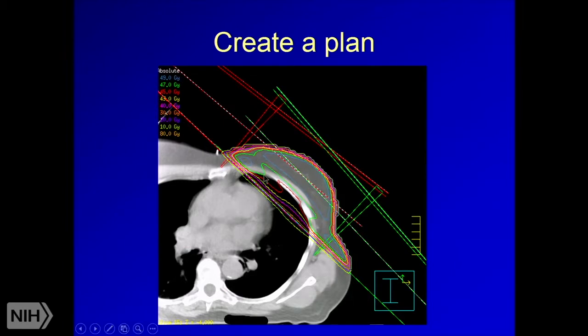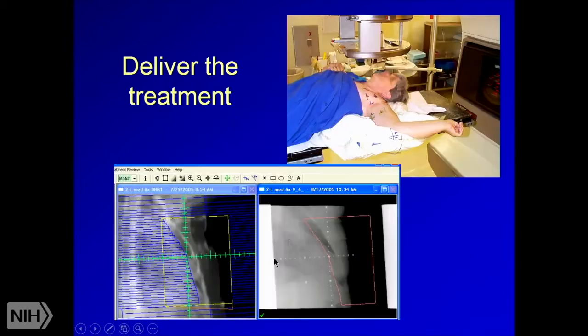So this is the work the dosimetrist would do. And then as a physician, I would come in and review this plan. And we see different isodose lines. So the red is always the 100% isodose line. And then we have variations of that. What we can see is that we get a nice dose of radiation to the breast tissue and minimal dose of radiation to the heart here and the lung here. We would then deliver the treatment.